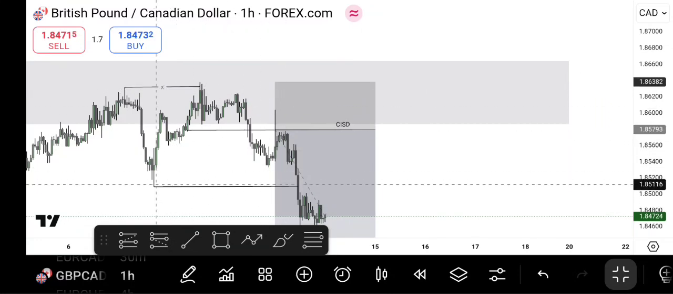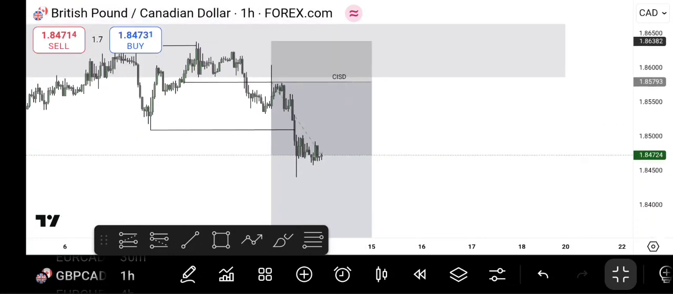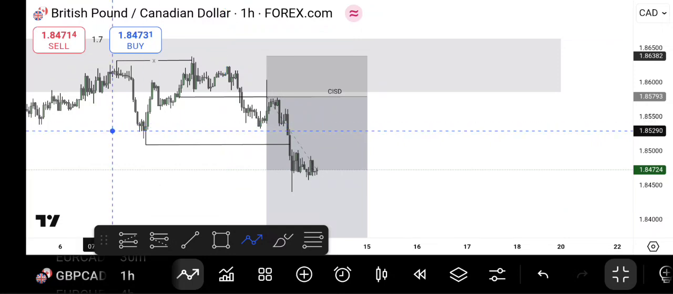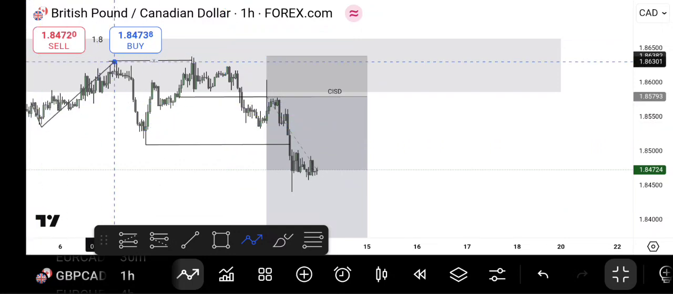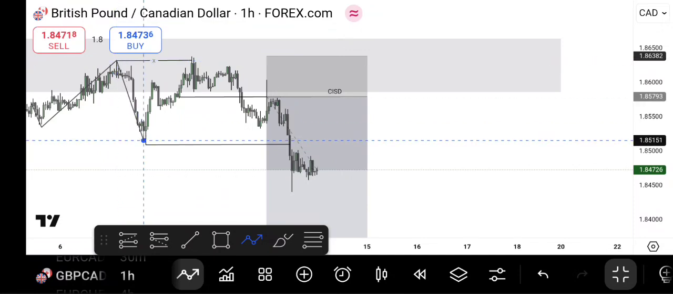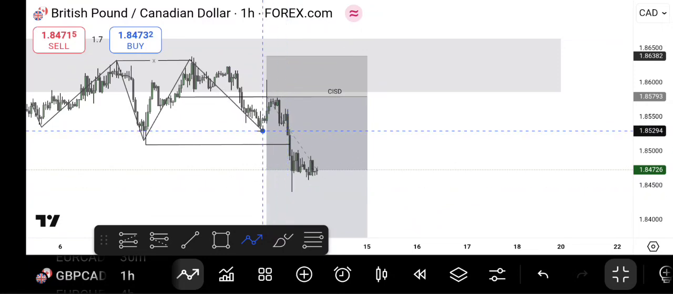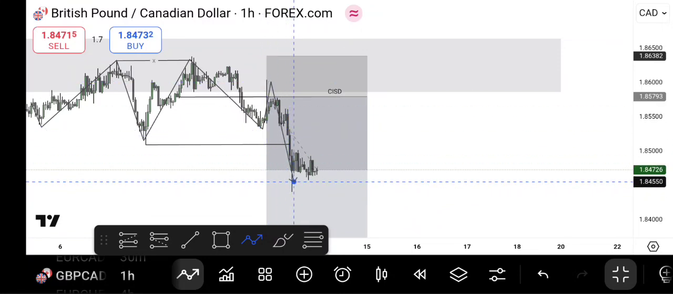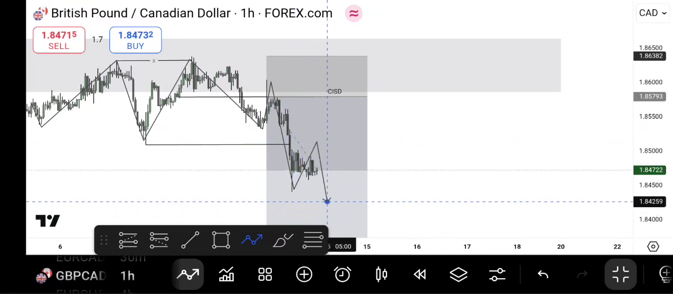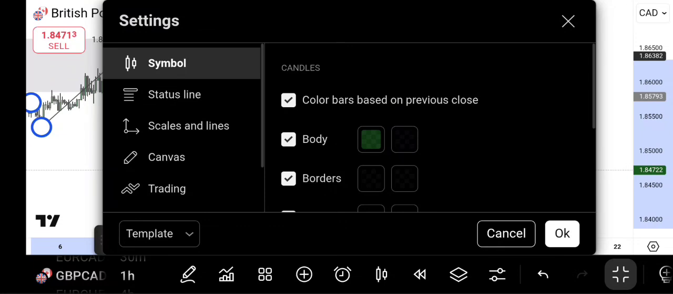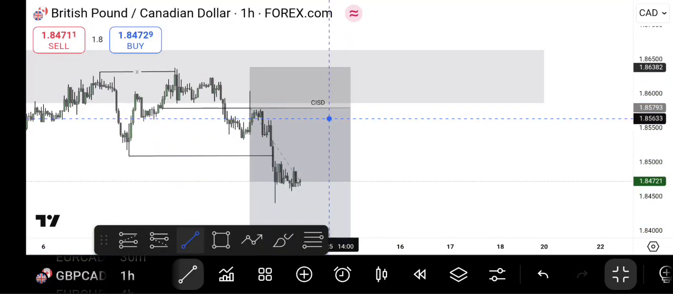Then here is our market structure shift that changes direction, which is the high where the price has already changed direction from this bullish direction to this down bearish direction, and it will work like this: come back, retest, and go down. That's what the market structure shift is.